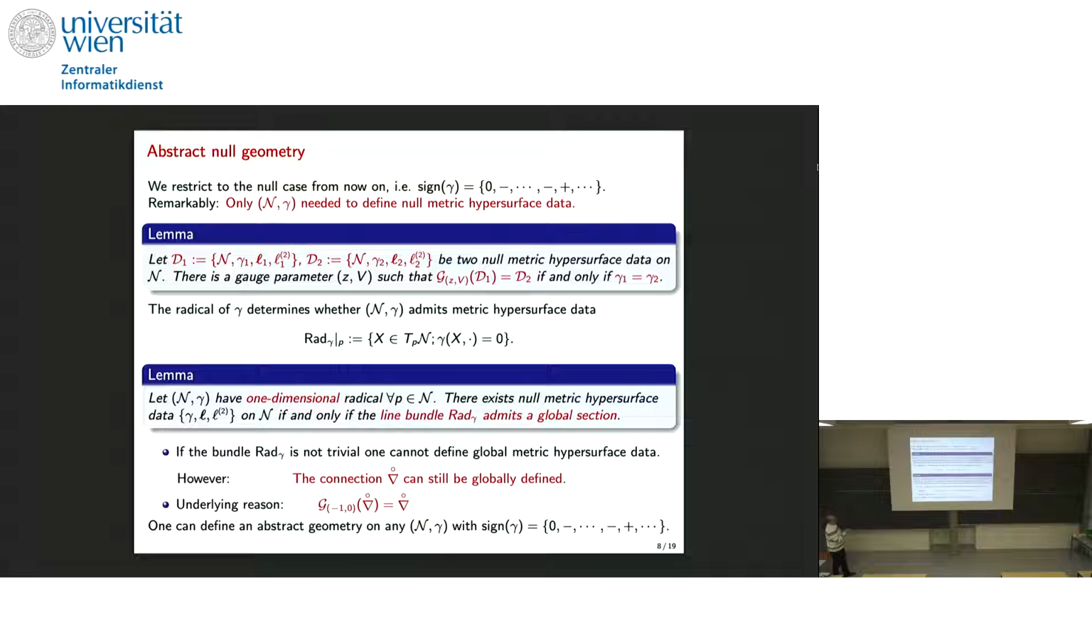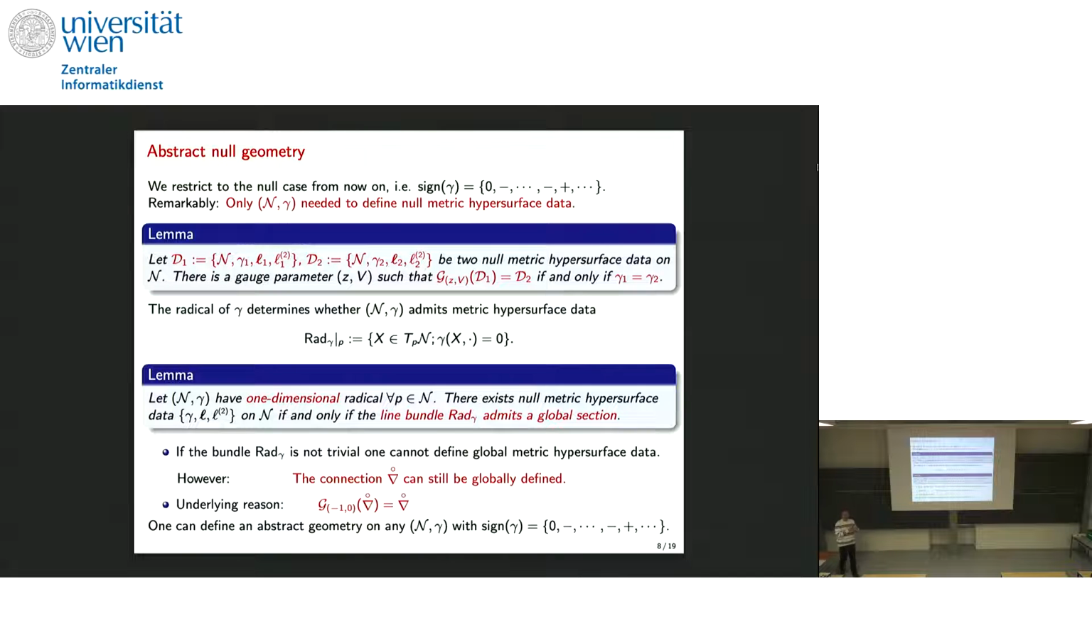But if it changes n to minus n, it nevertheless does not change the connection, because the connection nabla 0 has this property. Swapping n to minus n is exactly the same as applying the gauge group element minus 1, 0. And it turns out by the definition, by the construction, that this connection remains invariant under this gauge group element. Therefore, even though you cannot define a global section, and therefore cannot define metric hypersurface data globally, you can still define a connection on this space.